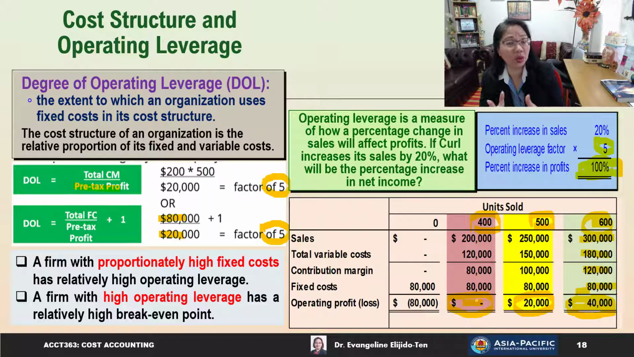So that's why DOL is actually a measure of risk. The higher your DOL is, the better it is when there is an increasing demand in your product or service. But when there is a downturn in the economy and your demand for product or service decrease, then you are more likely to make a lot of losses because your DOL magnifies the decrease in your sales, affecting a much bigger proportion of decrease in profit.